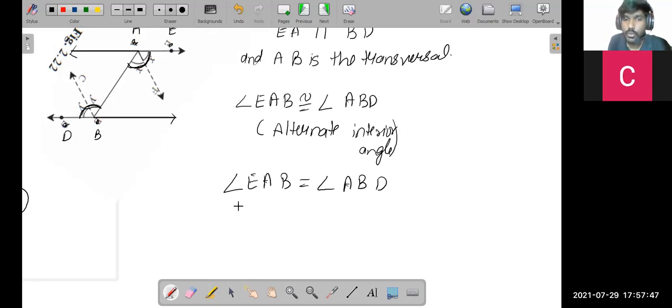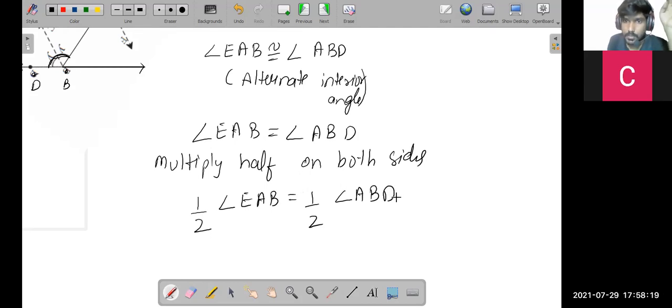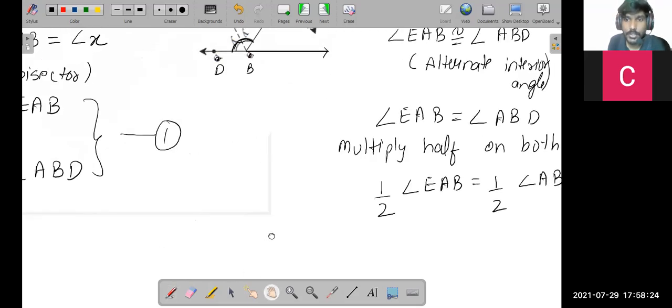So what you do, you multiply half on both sides. When you multiply half on both sides, you get 1/2 angle EAB is equal to 1/2 angle ABD. Did you understand this up to here? Yes, sir. Okay. Now coming back to equation 1.